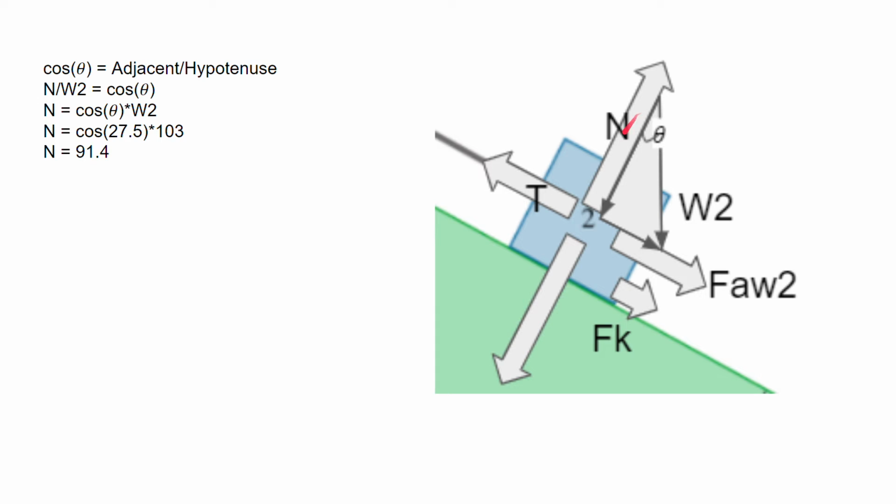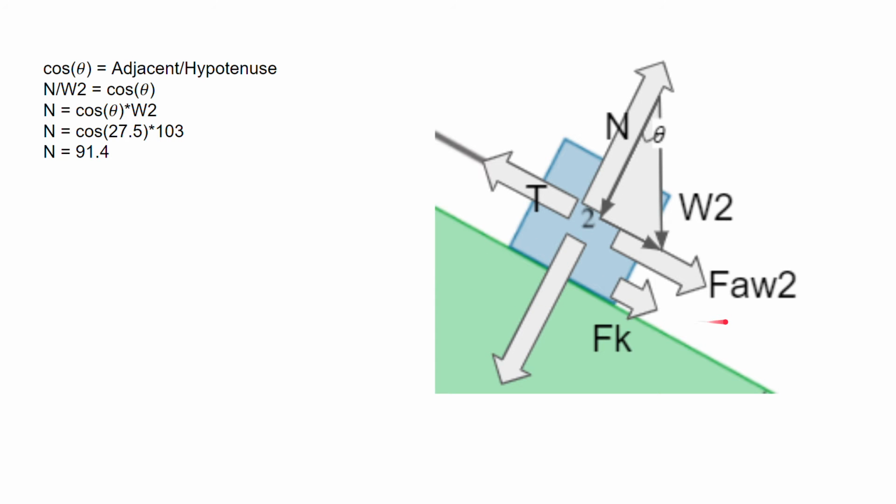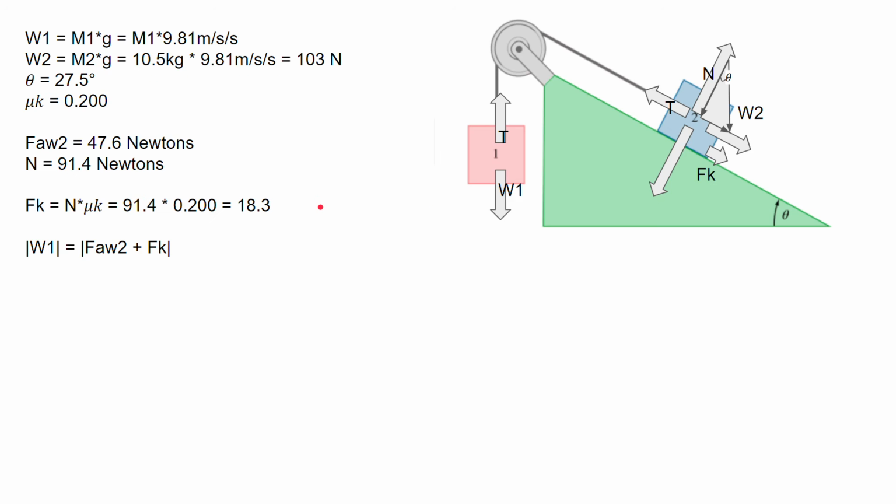And this makes sense because 27.5 degrees is an acute angle, and it's on this corner. So this slope is going to be more wide than it is down. And since the slope is more wide than it is down, we would expect the upward normal force to have a greater magnitude than this downward to the side FAW2 force, which we see since the N is 91.4 and the FAW2 is 47.6.